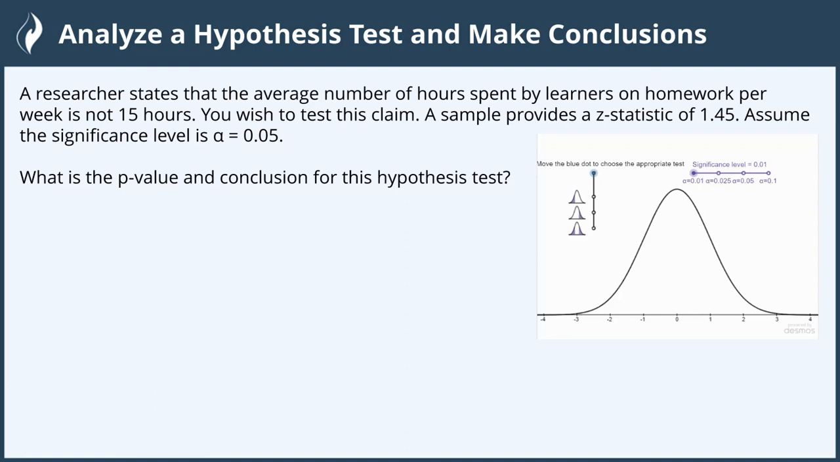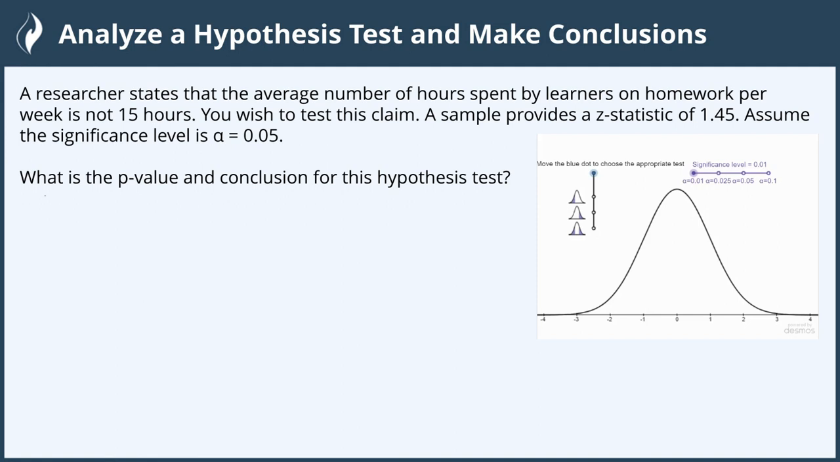Hi everyone! In this video, we will analyze a hypothesis test and make conclusions. A researcher states that the average number of hours spent by learners on homework per week is not 15 hours. You wish to test this claim. A sample provides a z-statistic of 1.45. Assume the significance level is alpha equals 0.05. What is the p-value and the conclusion for this hypothesis test?